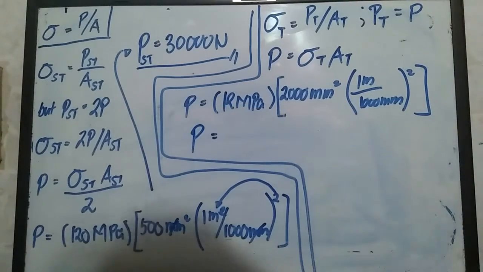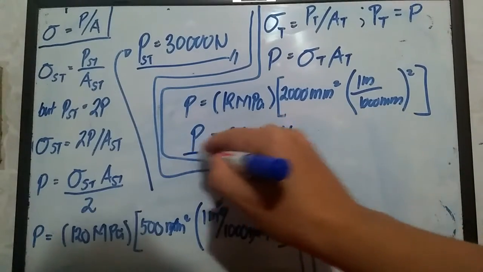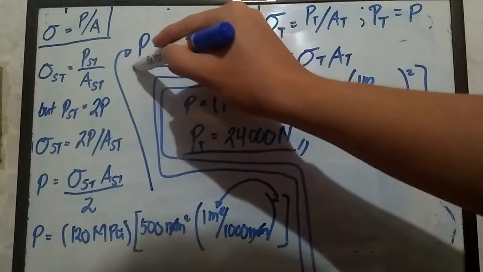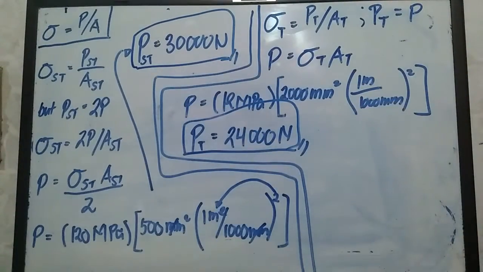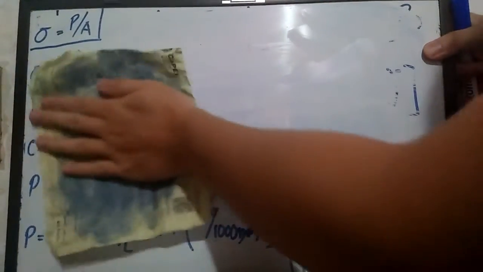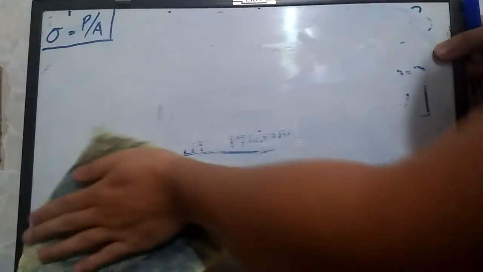So P, the maximum load for the timber, is approximately equivalent to 24,000 newtons. So this one is 24,000 newtons for the timber. And the remaining one is solving for the concrete. I hope you don't forget that. The first one is 30,000 newtons for the steel, then 24,000 newtons for the timber, and the next one would be for the concrete. I'm going to free up some space here in order for us to solve the remaining parameters for the concrete section.